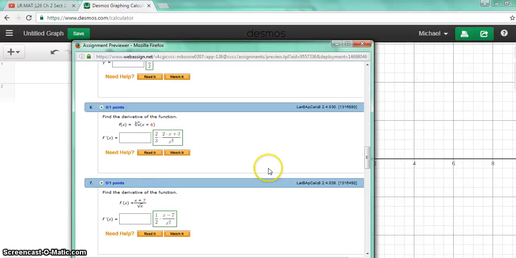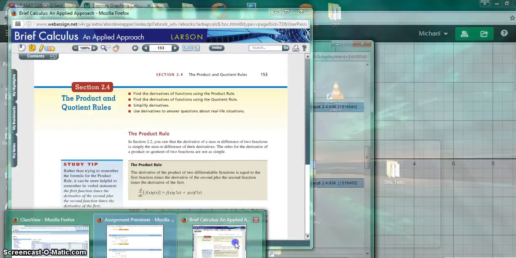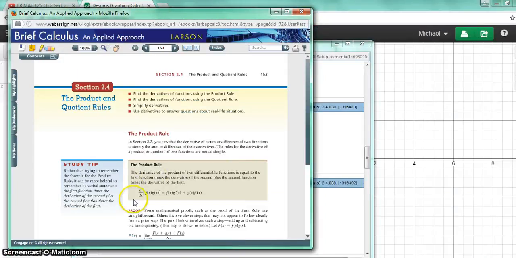Alright, so in chapter 2, section 4, we're doing derivatives again, but now there's new tricks that we can use. Chapter 2, section 4 talks about the product rule and the quotient rule. So when looking at your text, they give you the formula to find the derivative of a product of two functions.